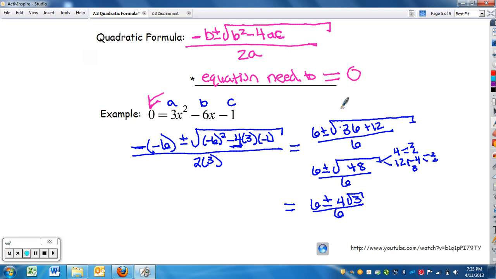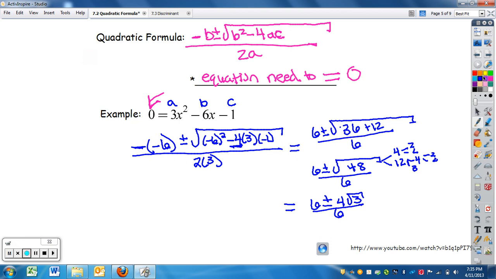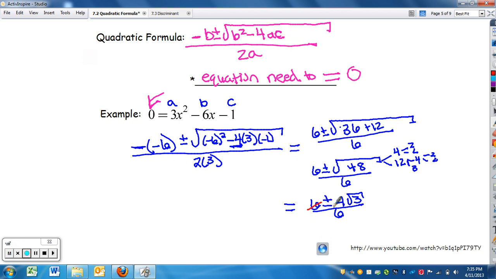And we also learned in Unit 4 the only way we can simplify is if all three outside numbers have the same factor. So all three of these need to be divisible by the same number, which they are, 3. So my final answer is 3 plus or minus 2 square root of 3 over 3.